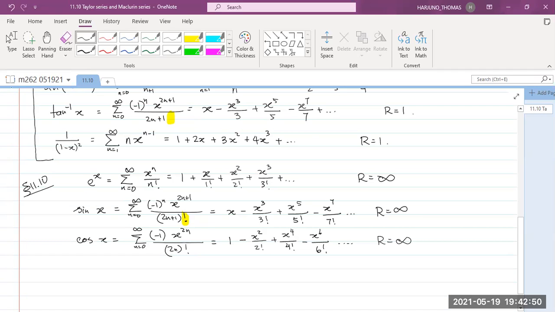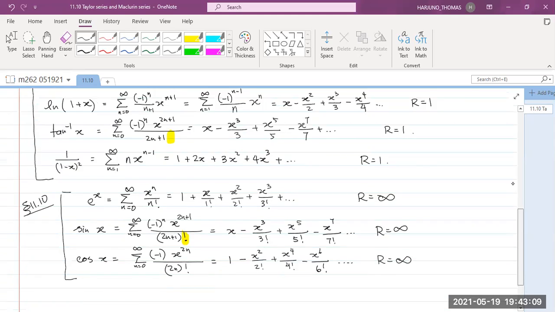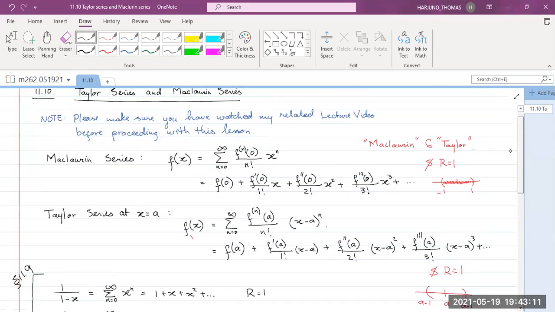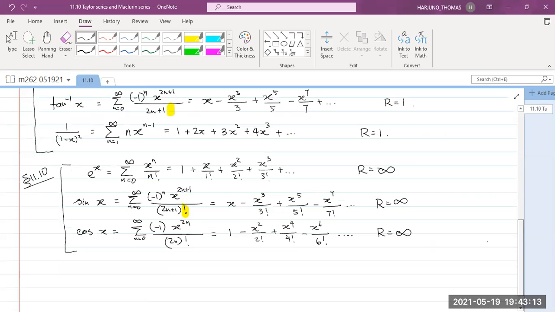So only these 3 functions are the ones that I allow you to code without proving in your test later on. Now let me prove one of them using the pattern that we have up here for Maclaurin series. This is Maclaurin series.